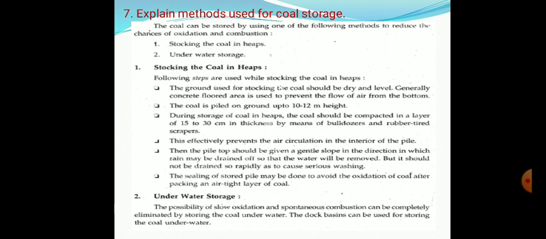Underwater storage. The possibility of slow oxidation and spontaneous combustion can be completely eliminated by storing the coal underwater. The dock basins can be used for storing the coal underwater.